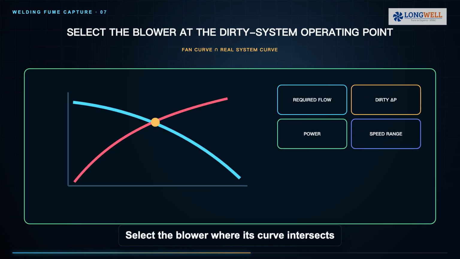Select the blower where its curve intersects the dirty system curve at the required flow. Check power, speed range, sound, temperature, leakage and service access at that point. Keep realistic loaded-state pressure margin without simply oversizing everything.